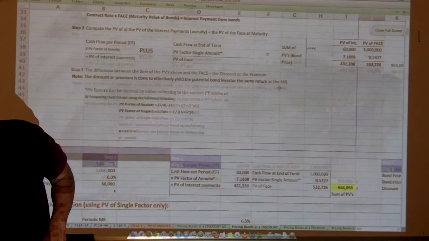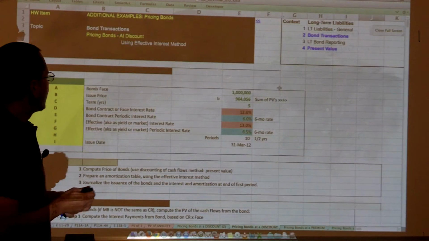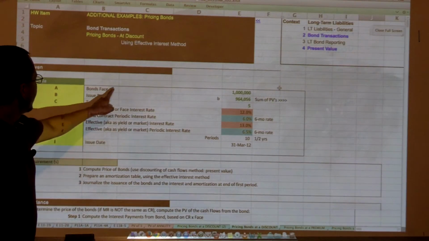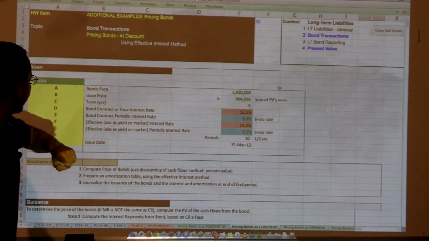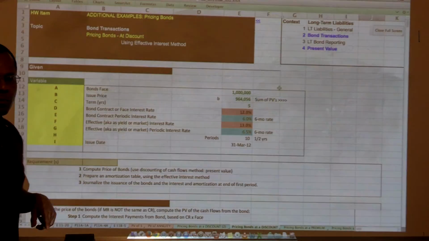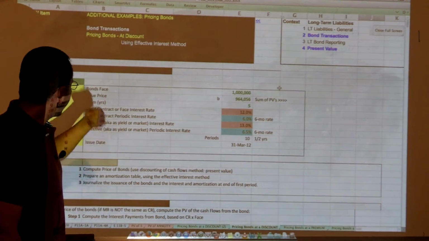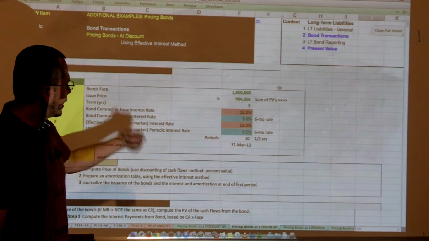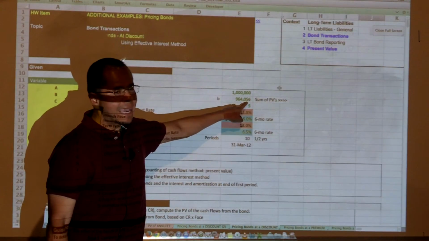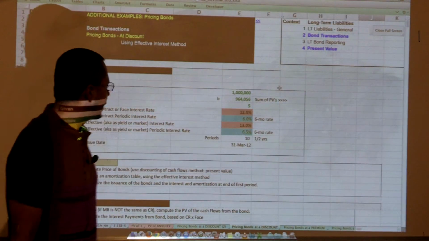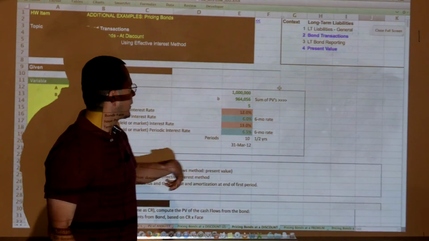So let's go back to the top to review what is the given. As you might remember from a different lesson, we're going to be issuing bonds at a discount in this case. So that's what that says. The face value of those bonds are $1 million, so that's what you see there. The issue price is going to end up being $964,056. Now that's the answer to the problem. That's actually the actual answer. But the question here in this lesson is, how do we get to that answer?